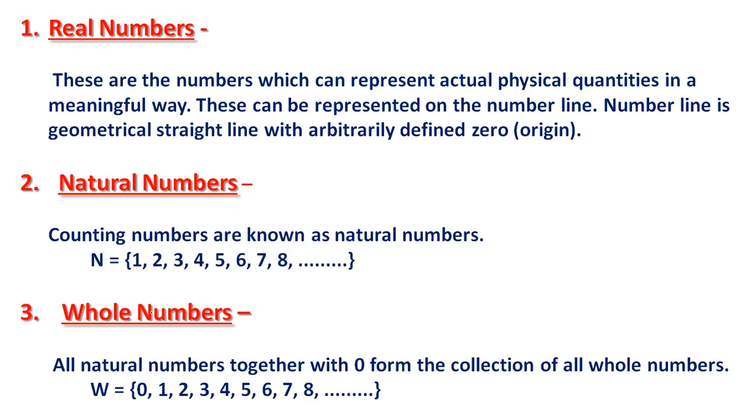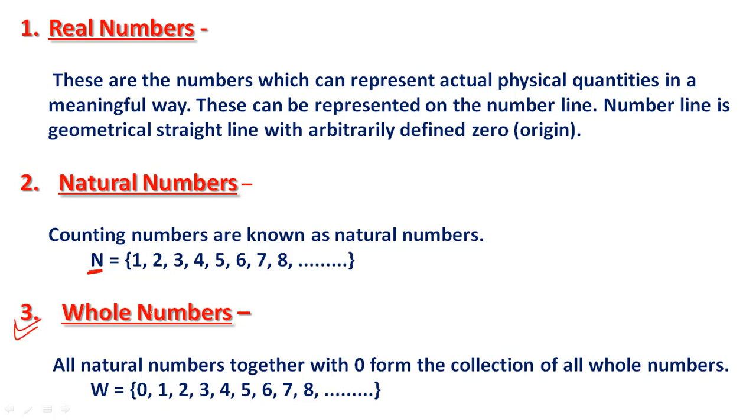Now let's talk about natural numbers. Counting numbers are known as natural numbers, and natural numbers are represented by the capital letter N. So numbers like 1, 2, 3, 4, 5, 6, 7, 8, and it goes on infinitely, are known as natural numbers.